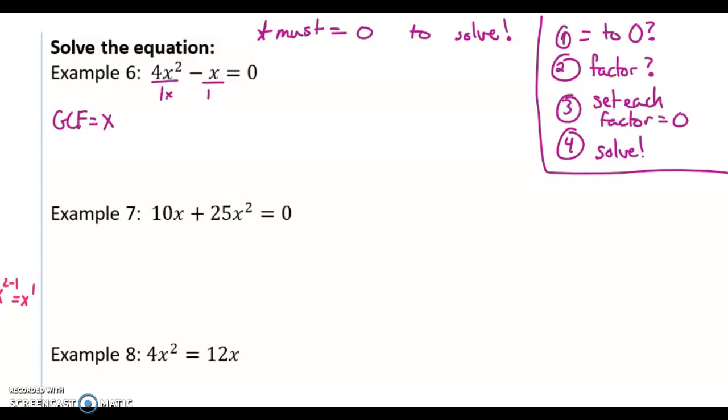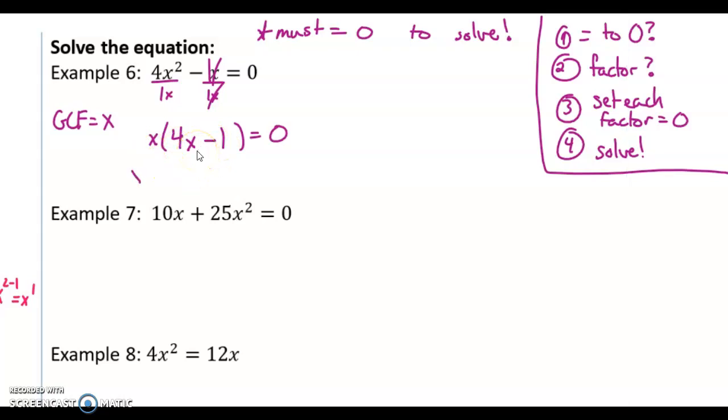So if I pull out a 1x or an x, then let's figure out what's left inside. 4 divided by 1 is 4. x squared divided by x is x. And then over here we have negative x. Let's call that negative 1x. That just helps me. So negative 1 divided by negative 1 is negative 1. And x over x cancels out. So this is my factored form. So each of these are factors. This x is a factor, and this 4x minus 1 is a factor.